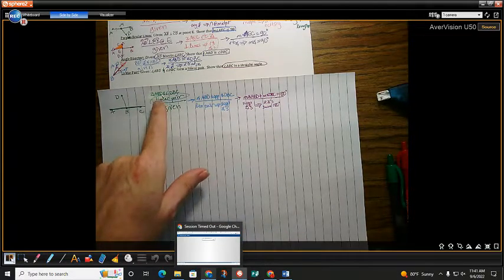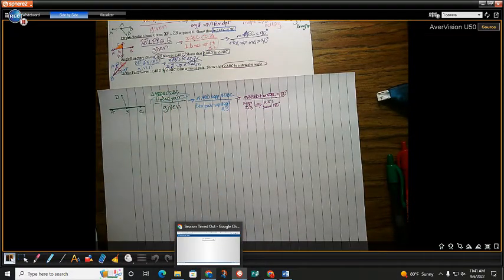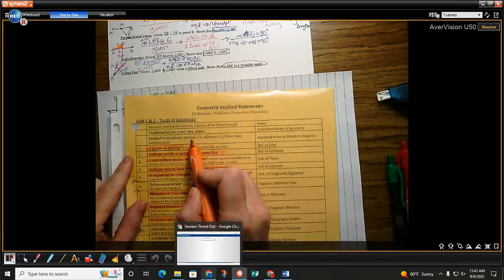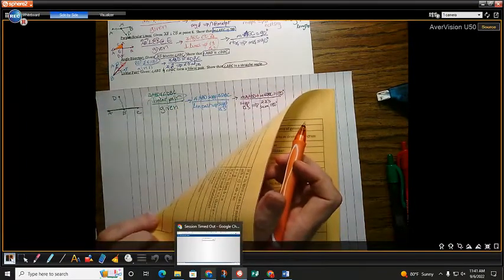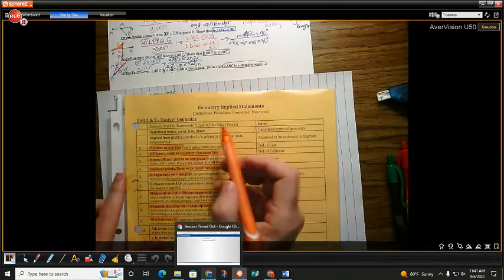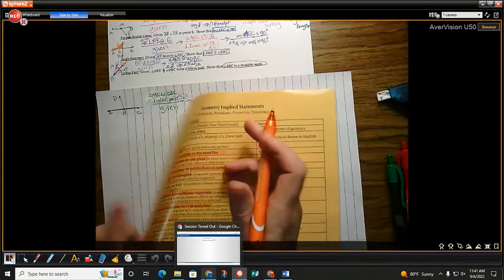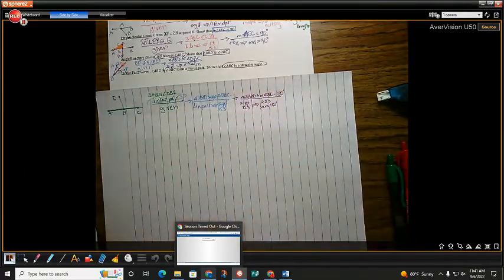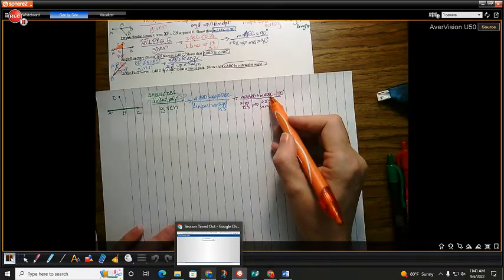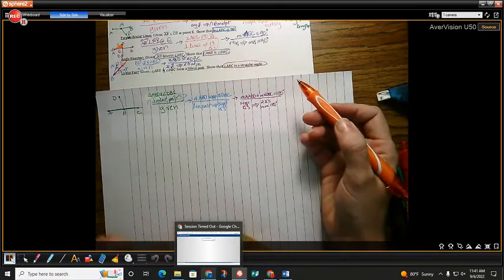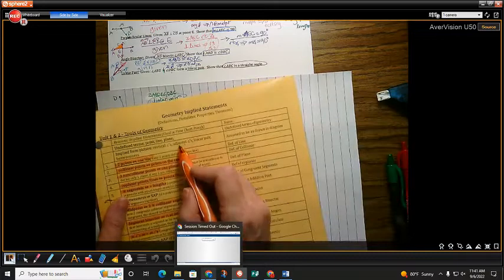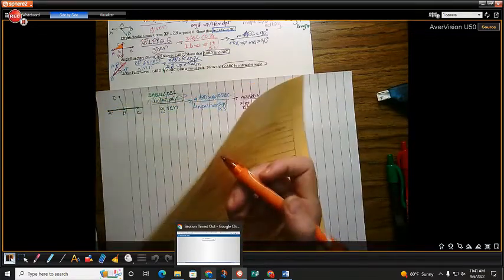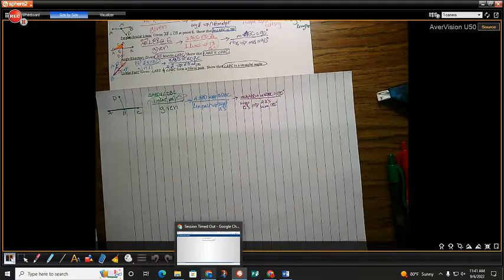Being in the middle is not something I can imply from a picture. So what are the four things I can imply from a picture? I can imply vertical angles. Do I have vertical angles in that picture? No. Betweenness: B is between A and C. Is that going to help me with angles, though? No. What else can I get? Adjacent angles. Do I have adjacent angles in a linear pair?